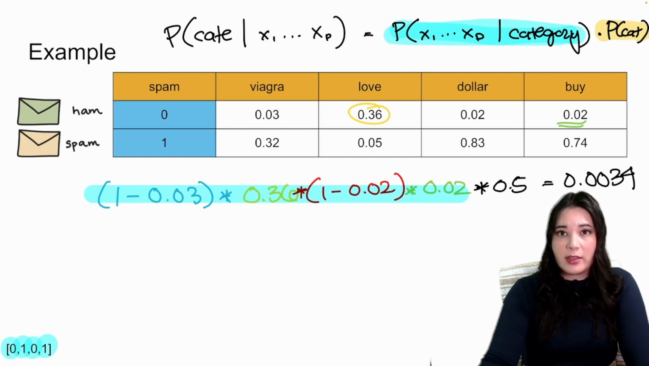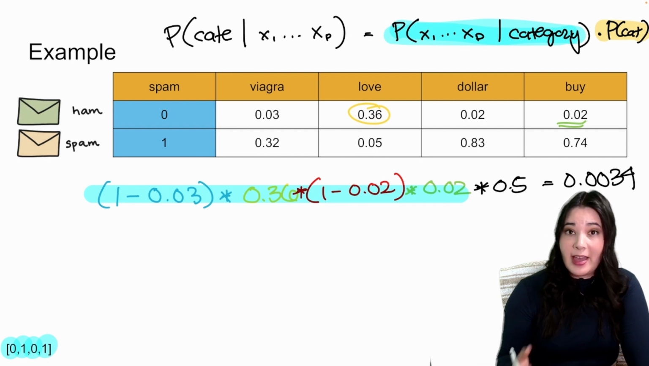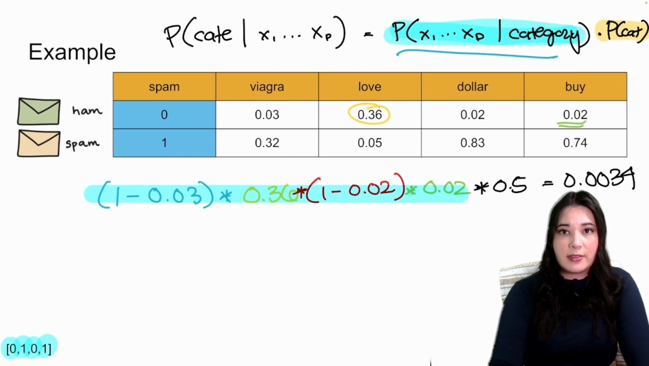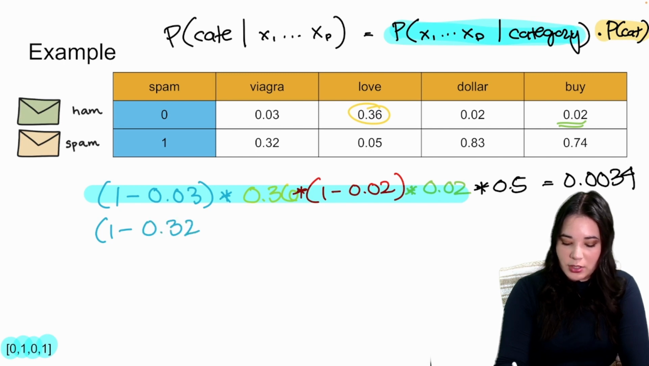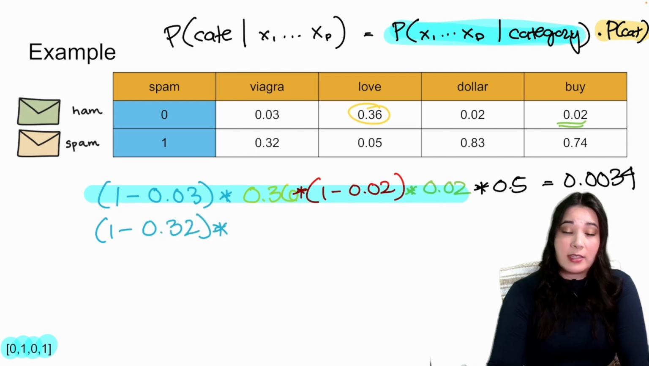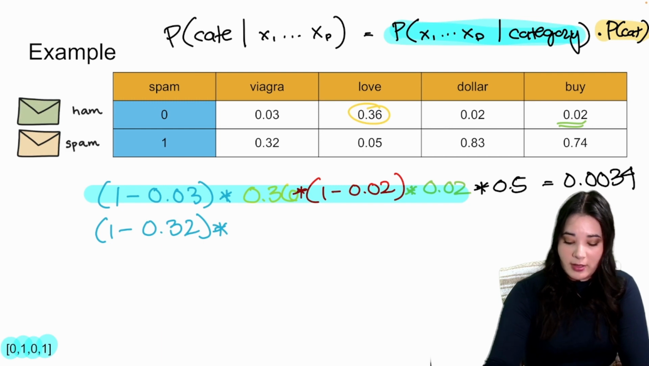Now we need to calculate our score for a spam email. Again, the first thing we need to start with is this part, the probability of seeing our data given our category. For a spam email, the probability of seeing the word Viagra is 0.32. So the probability of not seeing it is 1 minus 0.32. Then we look at the probability of seeing the word love because our email saw the word love. In a spam email, that probability is 0.05.